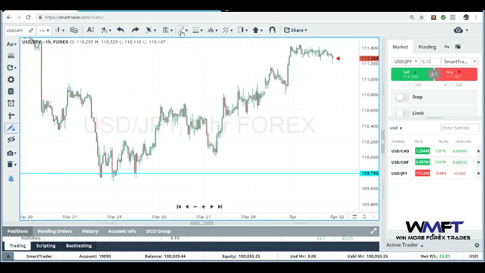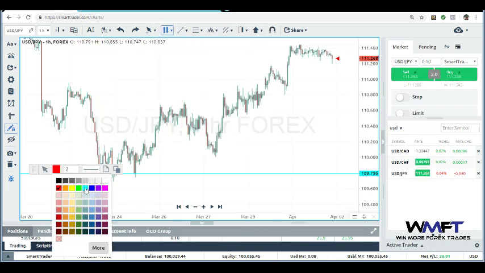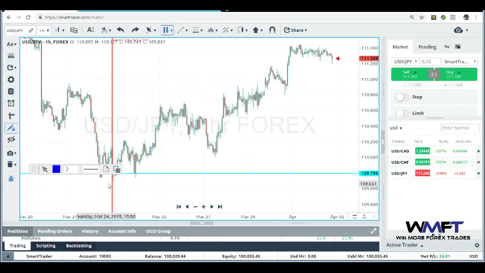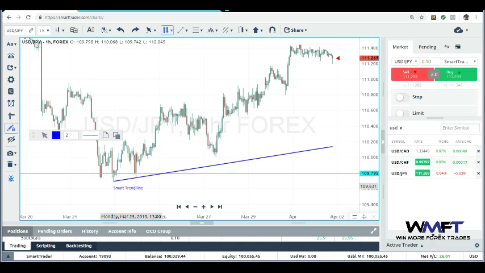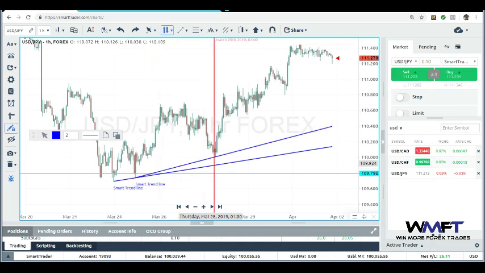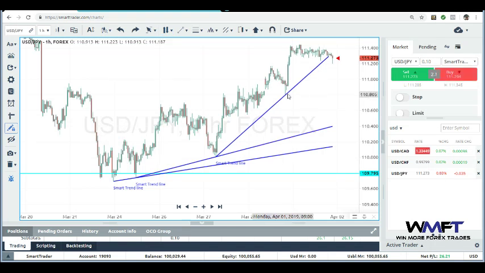We want to find the lowest point of that uptrend, and we want to bring in uptrend lines. We're bringing uptrends right there. We have a touch here, and we have a touch there, and there you have it, guys.